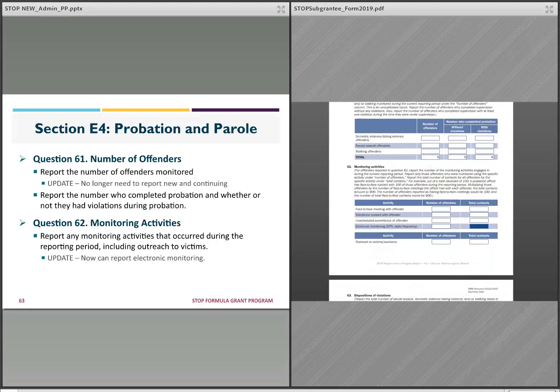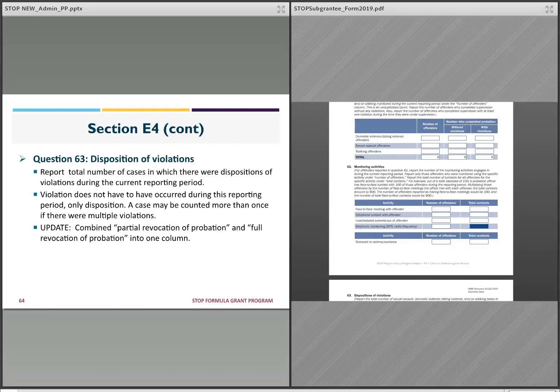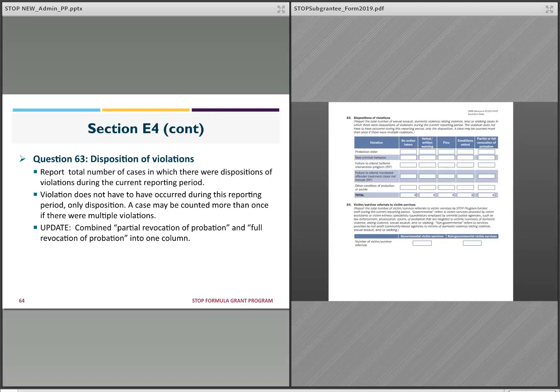In question 62, monitoring activities, only those that occurred during the current reporting period should be reported, and they can now, as of 2019 reporting, include electronic monitoring. In question 63, disposition of violations, the subgrantees should report the total number of cases in which there were dispositions of violations during the current reporting period. A violation does not have to have occurred during this reporting period, only the disposition. A case may be counted more than once if there are multiple violations.